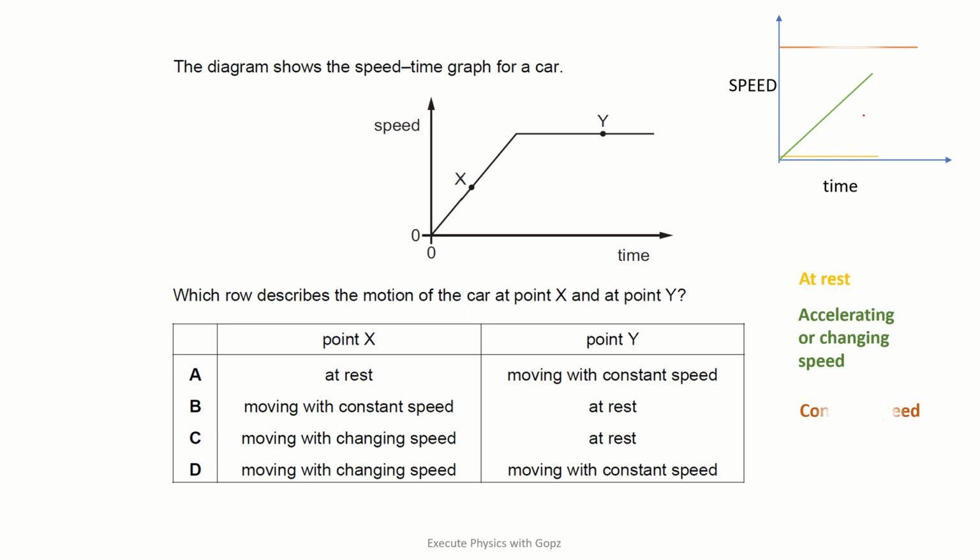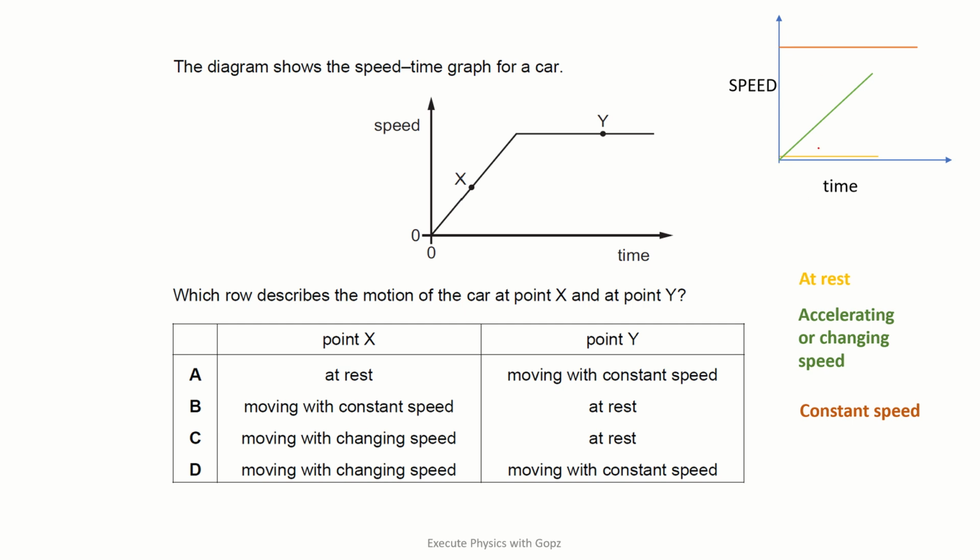Next one, if an object is at constant speed, say an object is moving at 30 meter per second. So if this point is 30, then you will have a horizontal line. Only the time will change. The speed will remain the same at 30. So it is a horizontal line at the point of 30 meter per second.